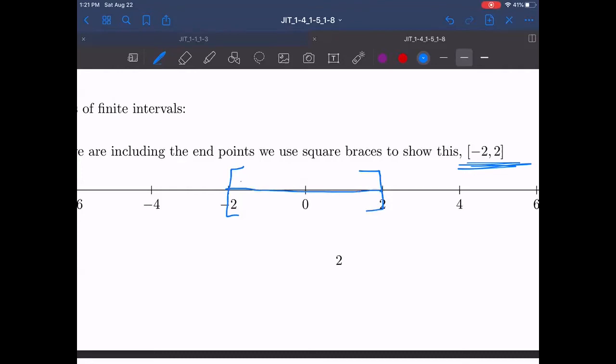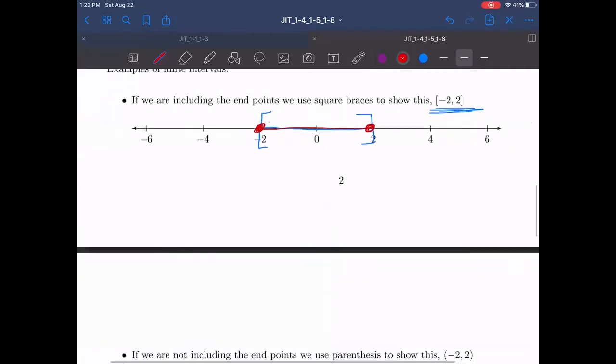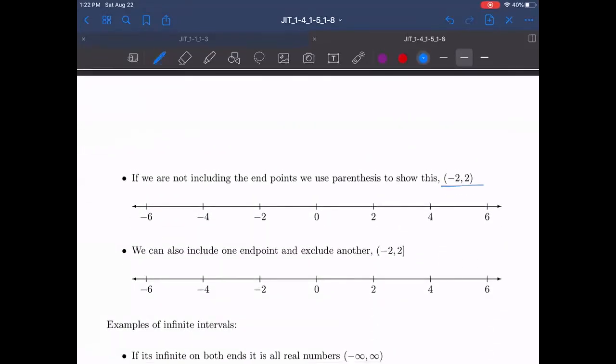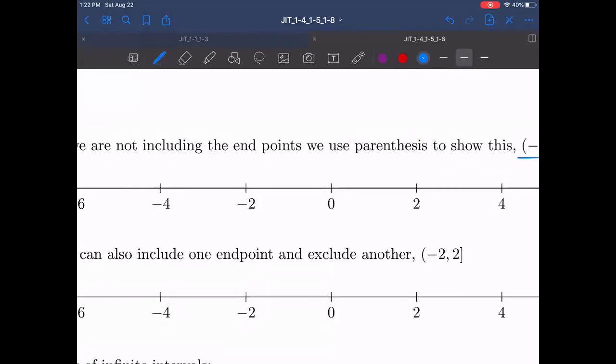Okay. Or you can use closed-in circles. Either method works. They both mean the same thing. So that's for if we're including the endpoints. If we're not including the endpoints, then in our interval notation, we use parentheses. And we can either use parentheses on our number line or open circles.